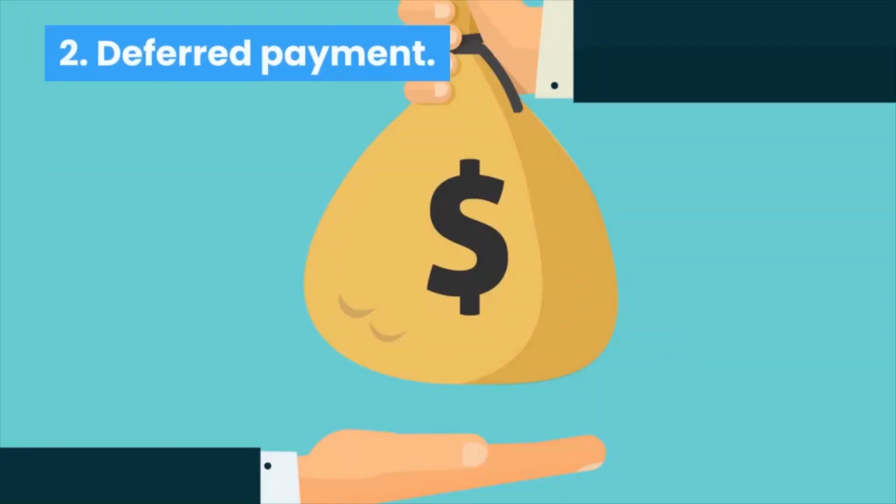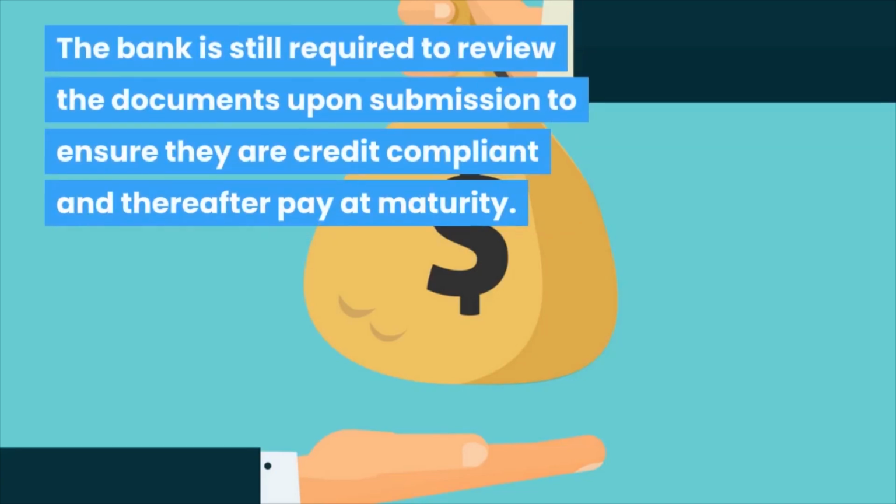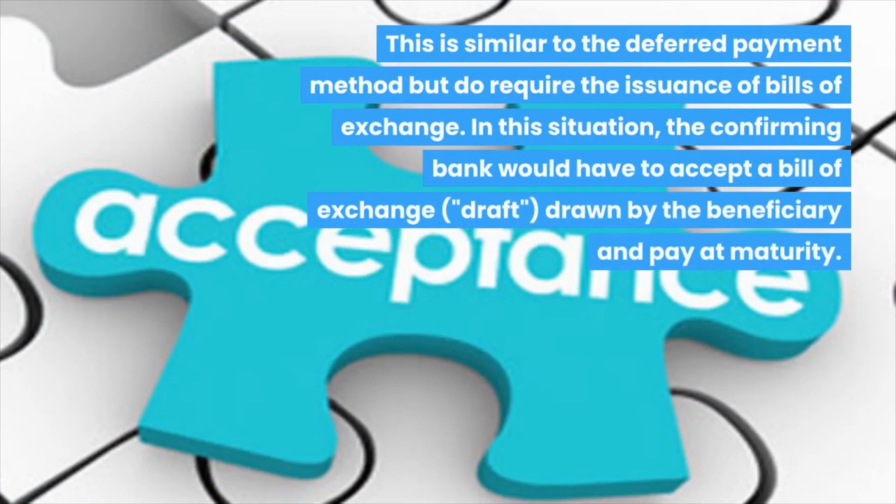2. Deferred payment. In this situation, payment is made at a future date stipulated in the LC, for example 60 days after submission of commercial invoice. This does not mean that the issuing bank will not review the document upon its submission. The bank is still required to review the documents upon submission to ensure they are credit compliant and thereafter pay at maturity.